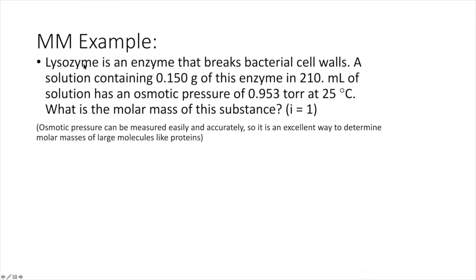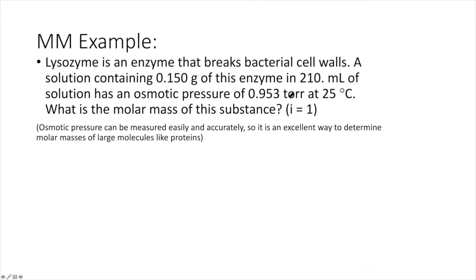So for example, lysozyme is an enzyme that breaks bacterial cell walls. Let's say that we have a solution containing 0.150 grams of this enzyme, and it's in 210 milliliters of solution, and it gives you an osmotic pressure of 0.953 torr at 25 degrees Celsius. What is the molar mass of this substance? And again, we're told that the Van't Hoff factor is equal to 1. Okay, so a couple things we need to do.